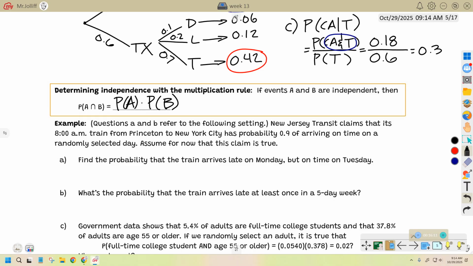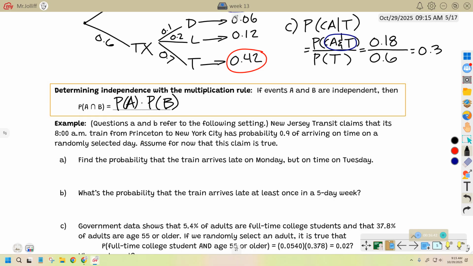If they are dependent, that would be P(B given A). So one way to check is to find P(A) and P(B) from a tree diagram or a table, and then multiply P(A) and P(B) together and make sure that those two numbers are equal. If they're not, those events are dependent. If those two things are equal, they are independent. So this is a faster way to do that same check that we did last time.